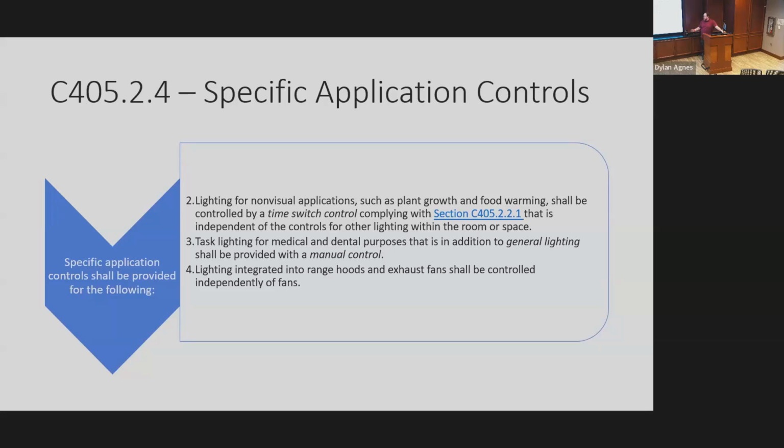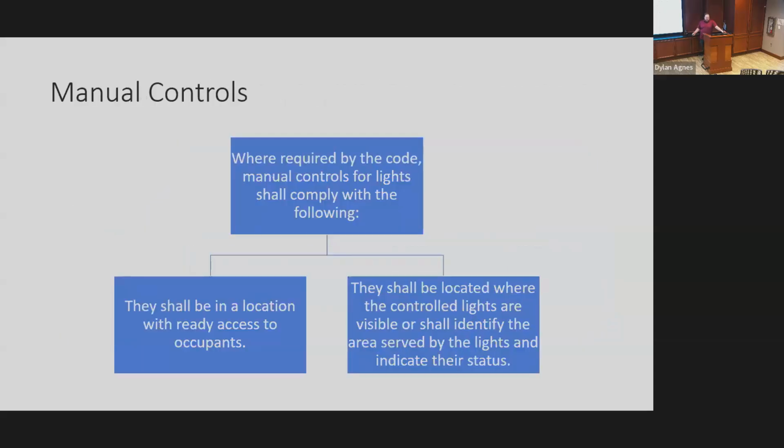Lighting, this is a new one I really don't like, or I guess I should say I don't understand it. Lighting integrated into range hoods and exhaust fans shall be controlled independently of fans. Why? I'm not entirely sure. I don't know why it needs to be independently controlled. It's just basic task lighting. So yeah, just keep that in mind for your kitchen, commercial kitchen applications, etc.